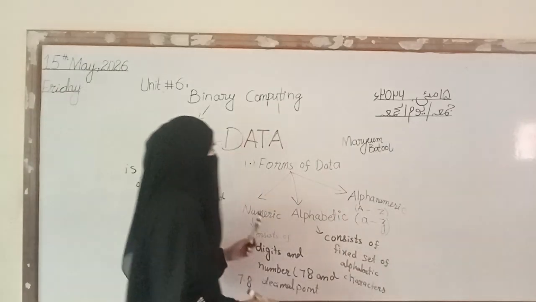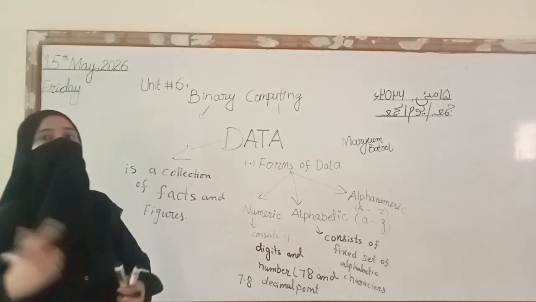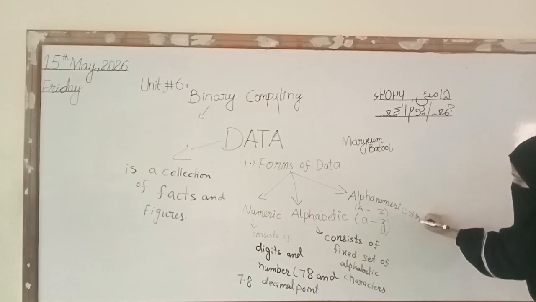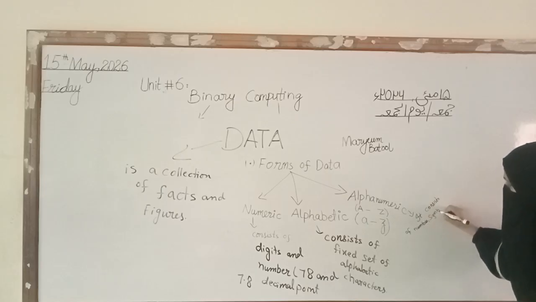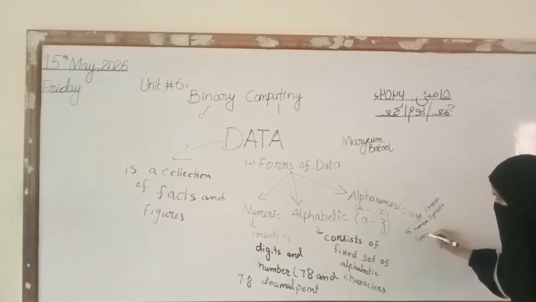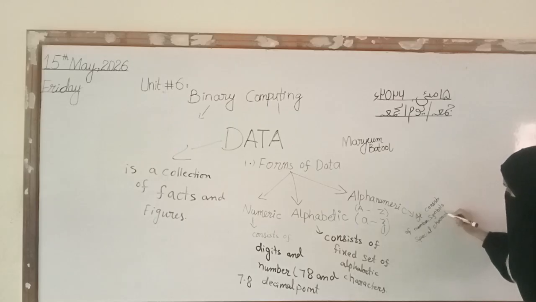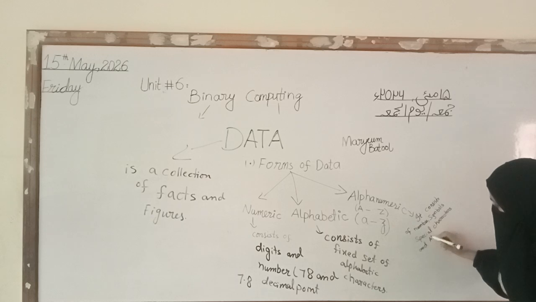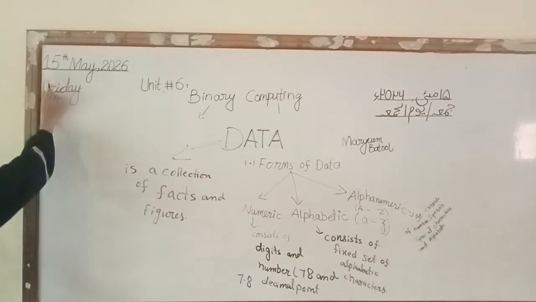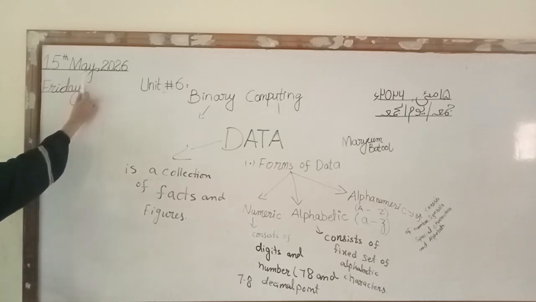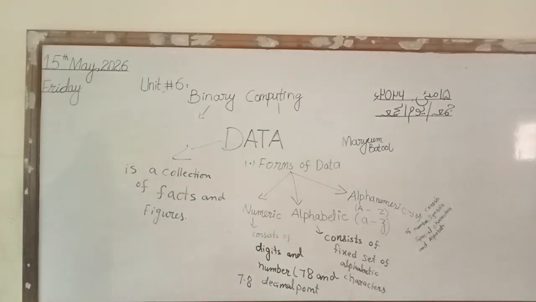Last one is alphanumeric. It consists of numeric values, alphabetic values, and special characters: numbers, symbols, special characters, and alphabets. Example, today's date in English. Like we can see, 15th is numeric data, May is alphabetic data, and 2026 is numeric data. But these values are separated by a comma, which is a special symbol. So we can say it is an example of alphanumeric data.